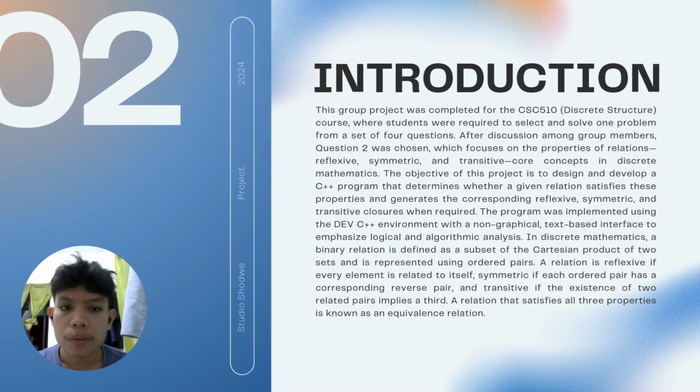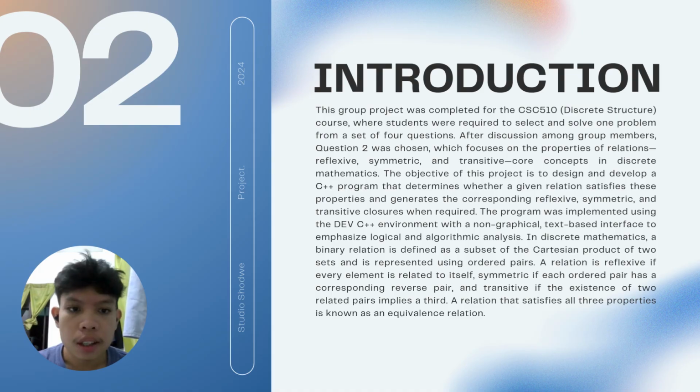The objective of this group project is to design and develop a C++ program that determines whether a given relation satisfies these properties and generate the corresponding reflexive, symmetric, and transitive closure when required. The program was implemented using a Dev C++ environment with a non-graphical text-based interface to emphasize logical and algorithmic analysis.